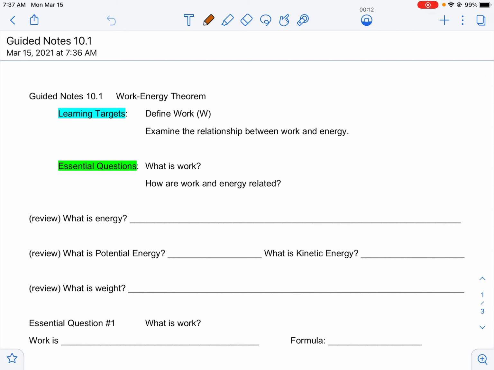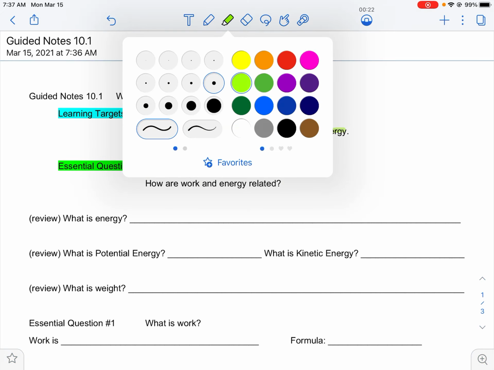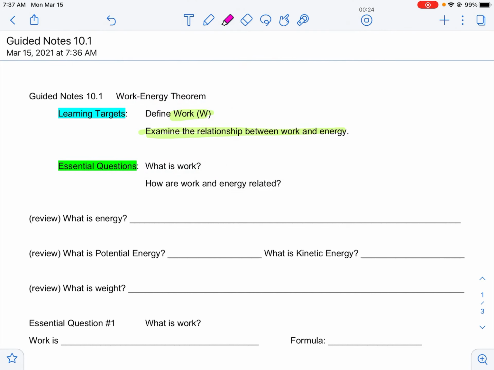So our learning targets today are to be able to define the word work and to examine the relationship between work and energy. And our questions that we're going to try and answer: what is work? How are energy and work related? All right, so let's jump right in.